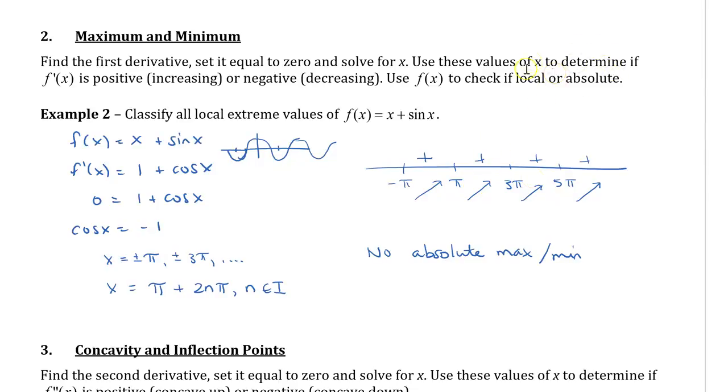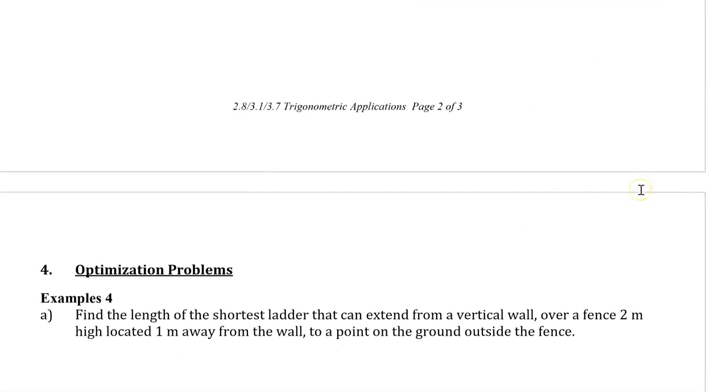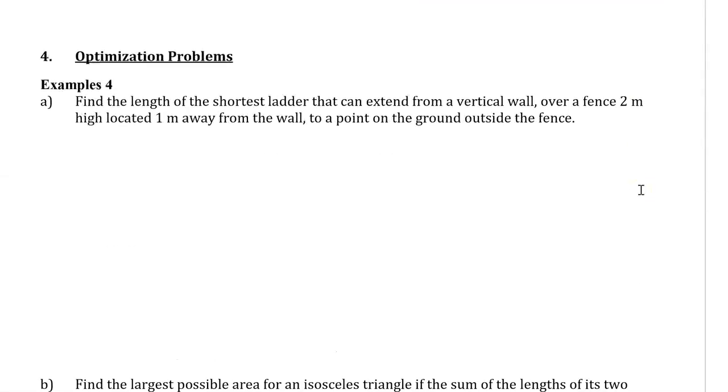All right, now the last one that I wanted to take a look at, which is actually one of my favorite types of problems, is the optimization problems. So find the length of the shortest ladder that can extend from a vertical wall over a fence 2 meters high, which is located 1 meter away from the wall, to a point on the ground outside the fence. All right, how does this work?